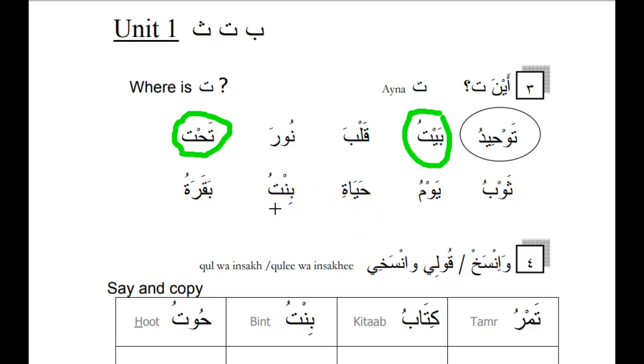Bint. Bintu, girl. We have a ta at the end. And baqara. Baqara means cow, like Surat al-Baqarah. And there is a ta marbuta, but we are not going to count it, of course, as ta.